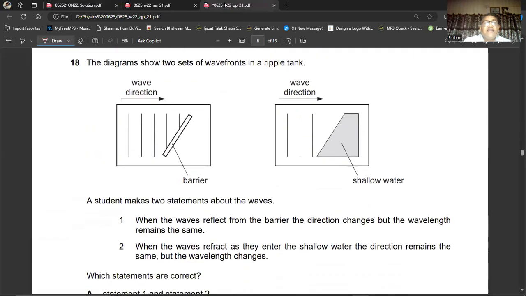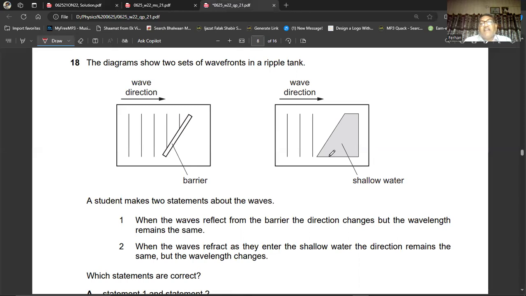Question number 18 is showing up on your screen. It says the diagram shows two sets of wavefronts in a ripple tank. A student makes two statements about the waves. Here the waves are coming and they have a barrier in the path, so reflection of the waves will take place here. When the reflection takes place, the direction of the wavefronts changes, but the frequency, speed and wavelength do not change. Only the direction of the waves changes.